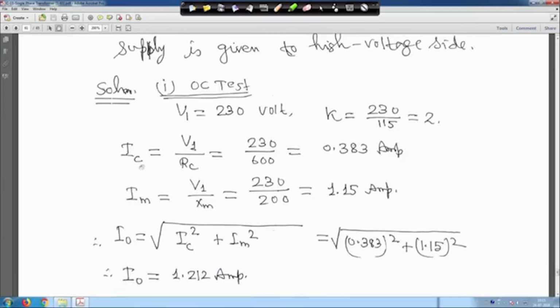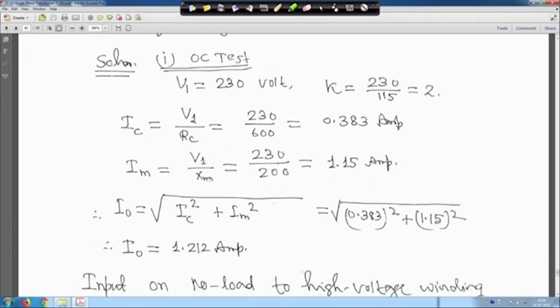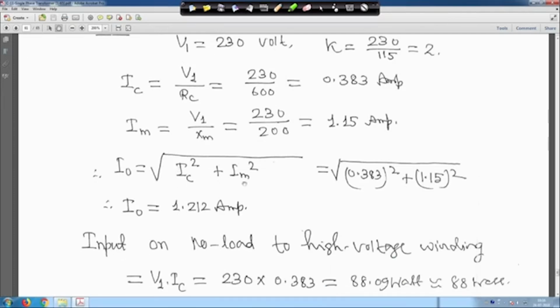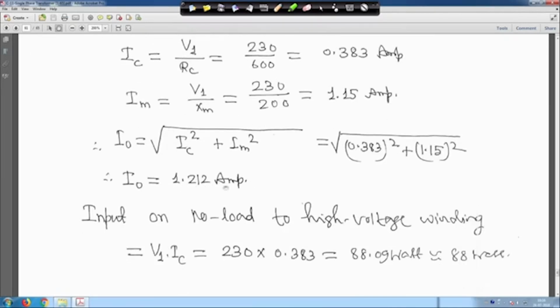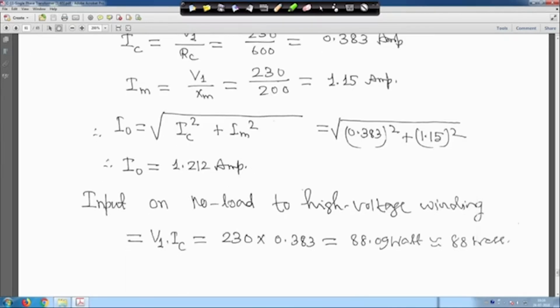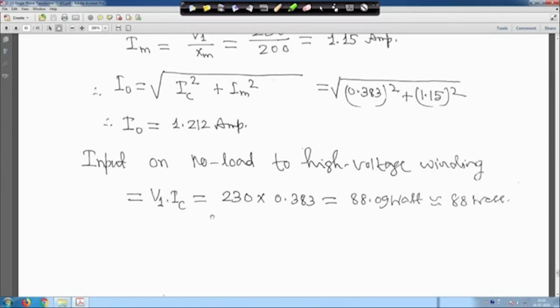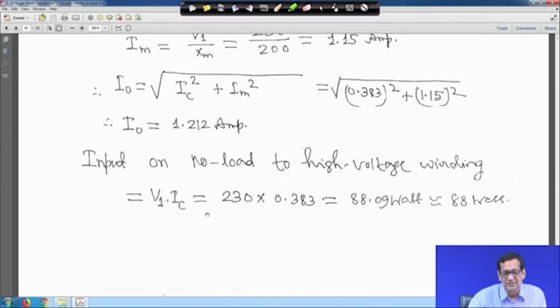So, directly you can write all these; you have solved problems like this for a single phase circuit. So, IC is equal to V1 upon RC. So, 0.383 ampere. The circuit is not drawn here because it is understandable, right. And IM is equal to V1 upon XM, so 1.15 ampere. Therefore, I0 is equal to the square root of IC square plus IM square. So, it is coming 1.212 ampere. Now, the input on no load to the high voltage winding will be V1 into IC, that is the input at no load condition. So, it will be 230 into 0.383. So, it is basically 88.09 watt, approximately 88 watt, right.